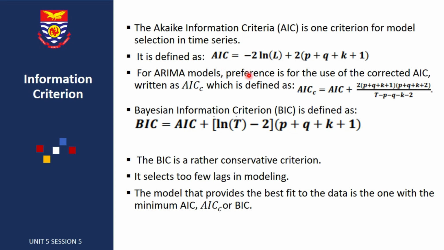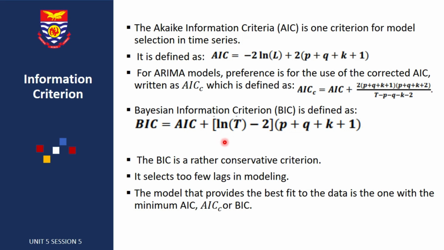For our smaller sample models, mostly we prefer the use of the corrected Akaike information criterion, which is given in this equation. So this is the corrected Akaike information criterion. But the Akaike information criterion is not the only information criterion that is used in diagnosing or assessing the fitted model. We also have the Bayesian information criterion. The Bayesian information criterion in statistics is a criterion for model selection among a finite set of models. Mostly models with lower Bayesian information criterion are generally preferred.